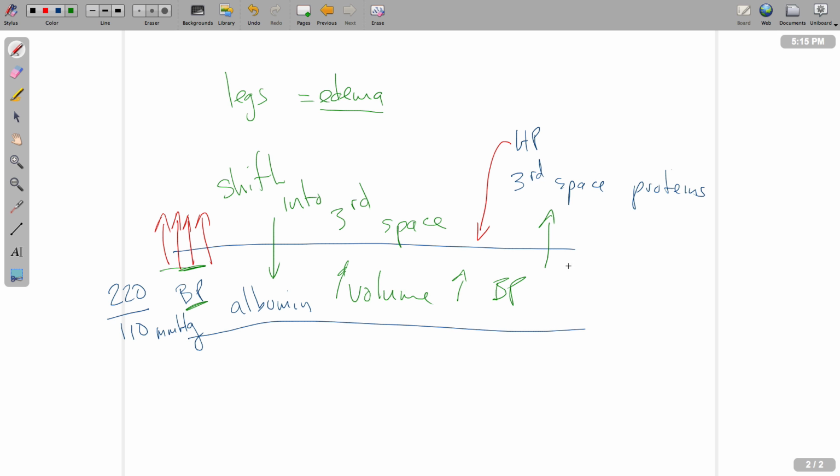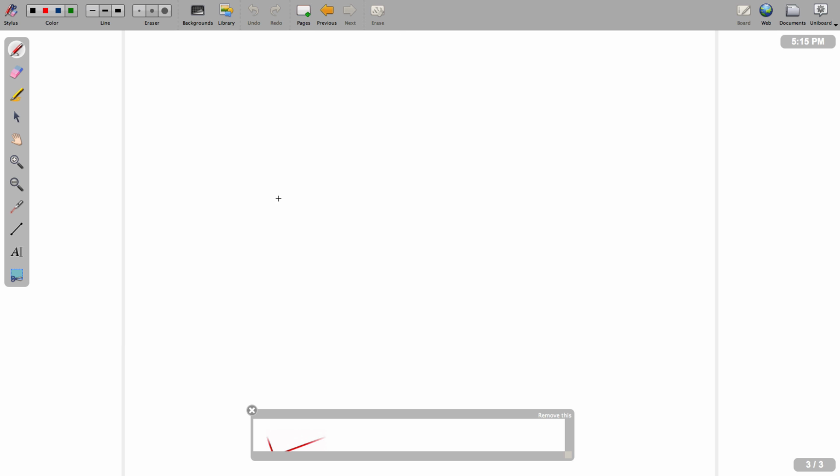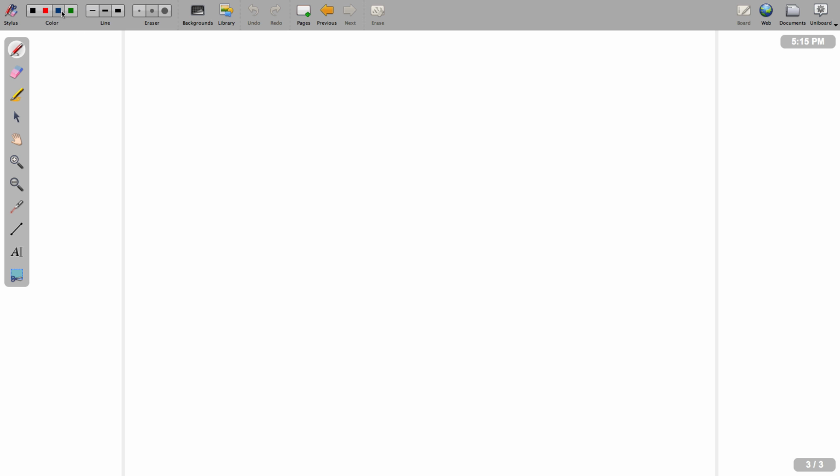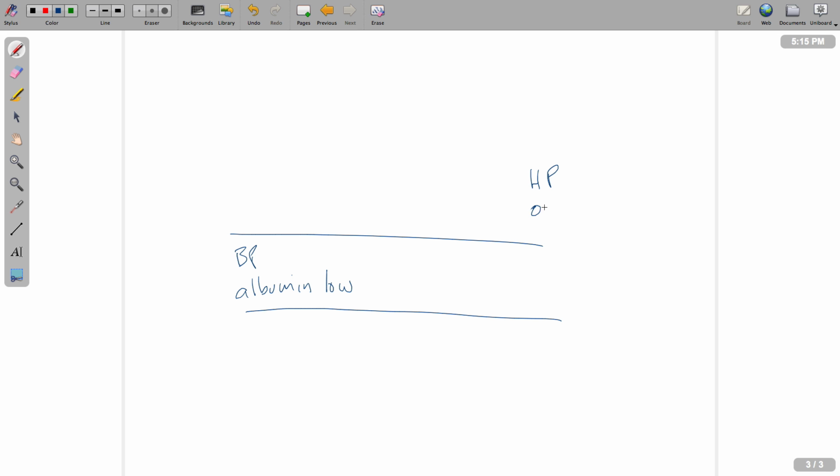All right, so let's take a look at another example. Let's take another capillary here. We'll eliminate some of this mess. We're going to say the BP is normal, the albumin is low, hydrostatic pressure normal, and the oncotic pressure. Oncotic pressure is the fancy term for the pressure that's a result of the third space proteins, and it is the same. So these are normal, blood pressure is normal, albumin is low.